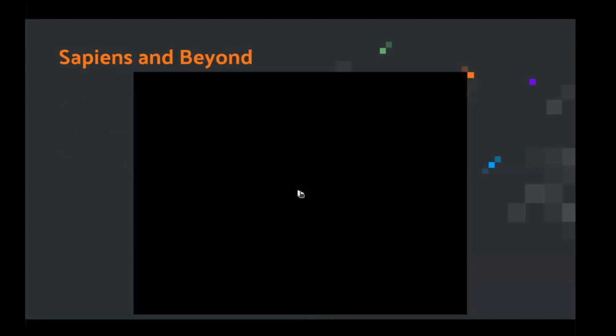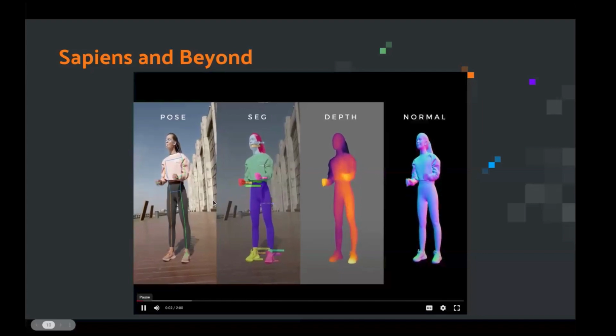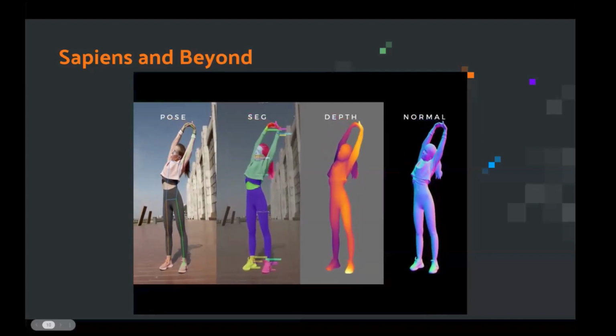And then the latest one, within the last month, is Meta's Sapiens model. Now, if you haven't heard about this model, I really encourage you to check out the paper and see what they've done.